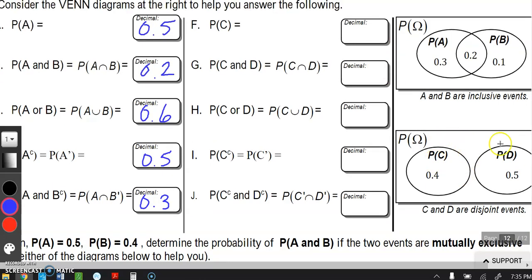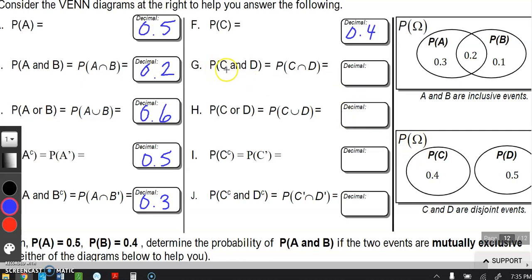Alright, now let's do this one. Probability of C is 0.4. Huh, that's different. Notice that C and D don't overlap. A and B did. Those are inclusive. These are disjoint. They're not even connected. They're not joint. They're connected. They're separated.